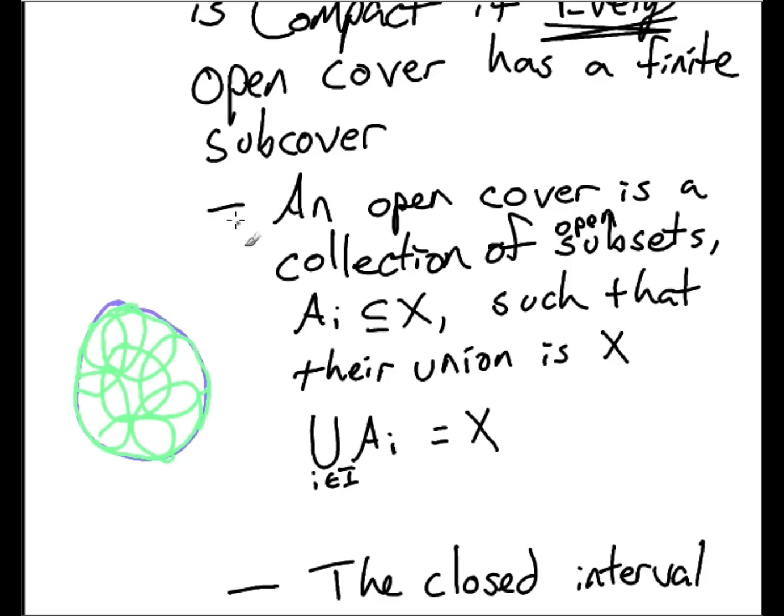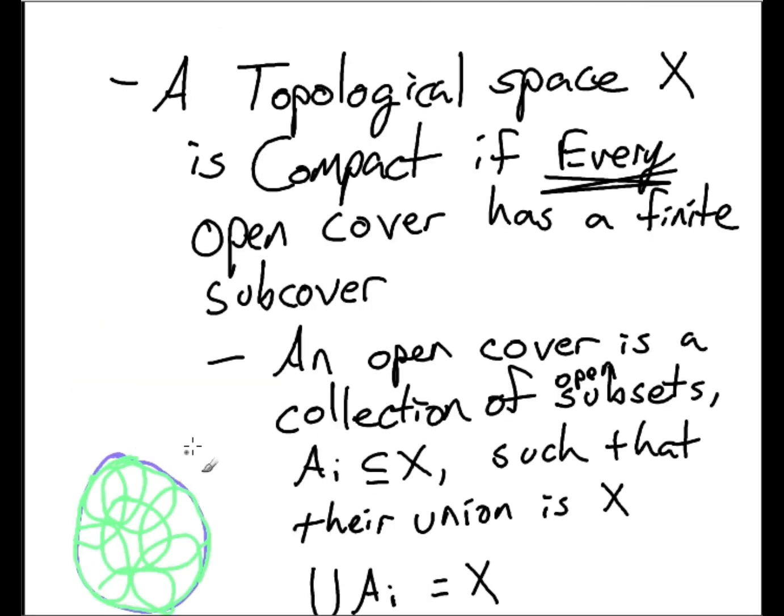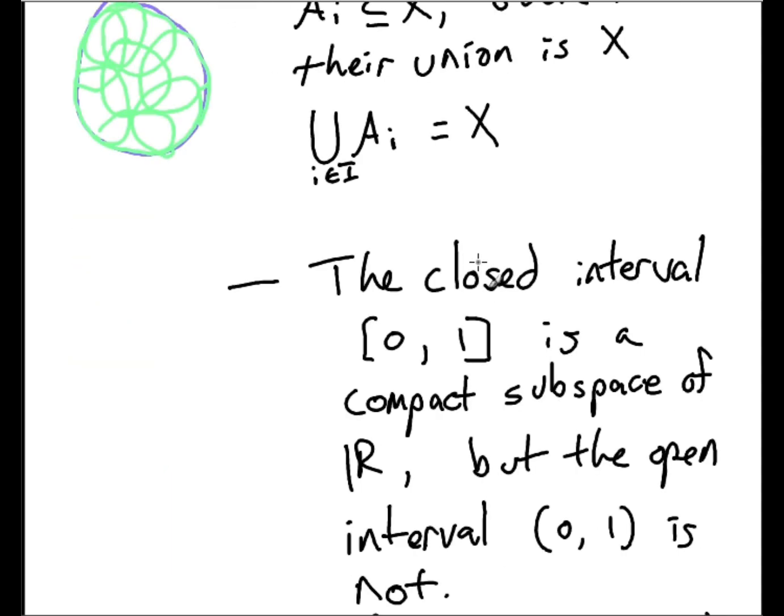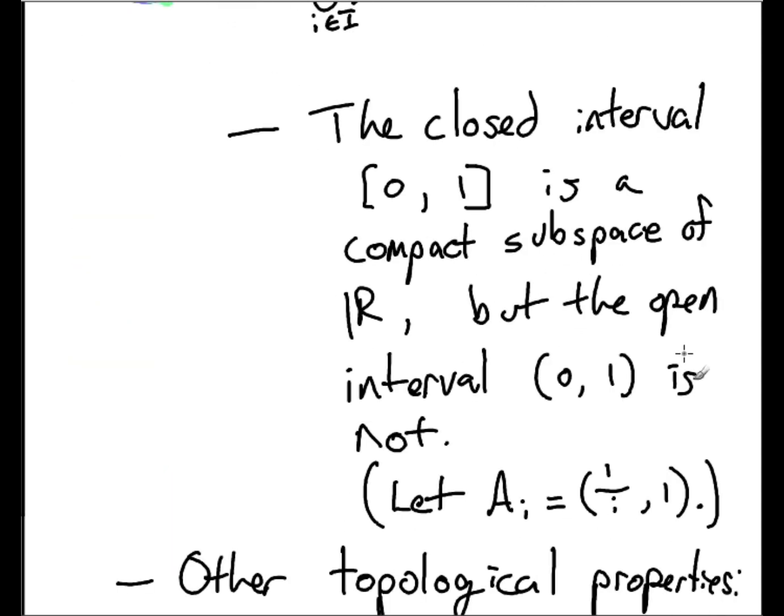So that is what a cover is. And if a finite subset of this also covers the topological space, that's the thing that we're looking for. But we need to make sure that that applies to every open cover. To explain that through example, the closed interval is a compact subspace of the real numbers, but the open interval is not.